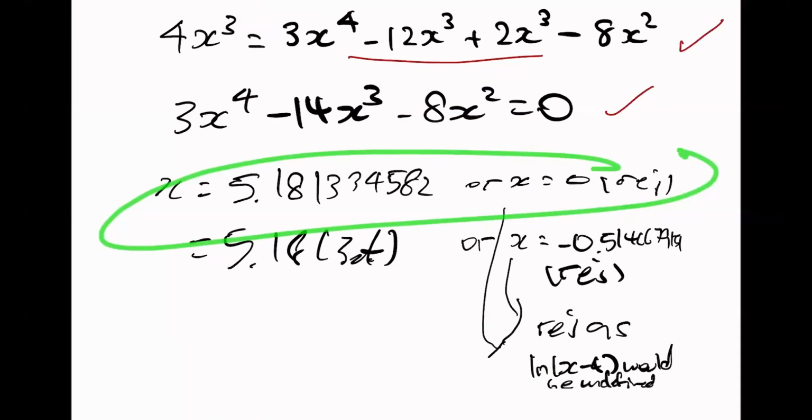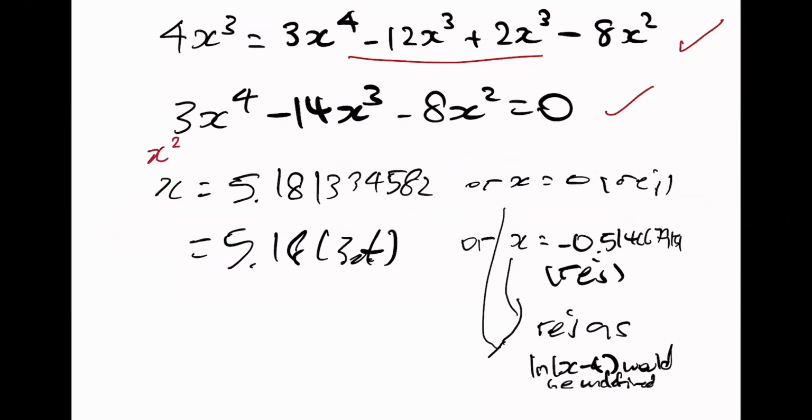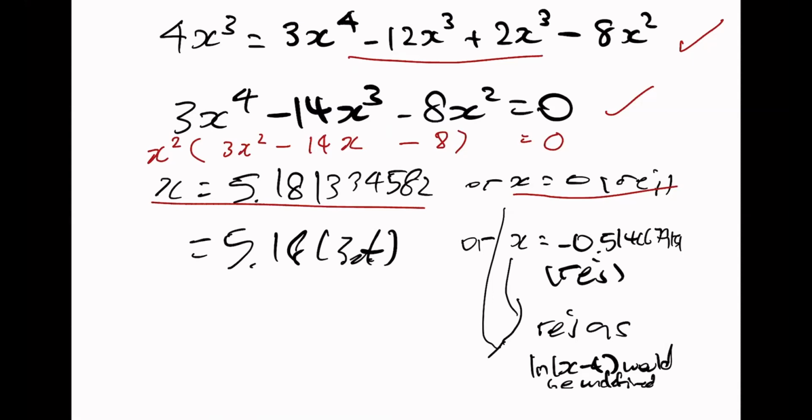You factor out the x first. X squared, you mean? So you should get x equal to 0 from the x squared equal to 0, and then the other two solutions from the quadratic. Let me double check. 3 minus 14 minus 8. 5.18, negative 0.514. Yeah, okay.